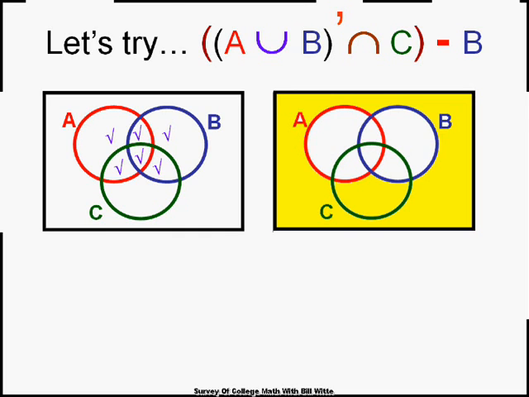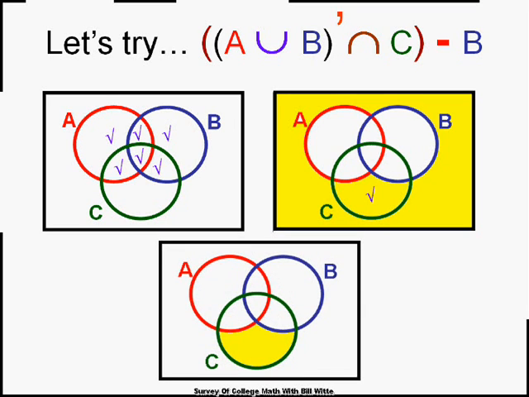Okay? Now, I'm going to intersect that portion with C. In other words, what portion is yellow and is also in C? Right there, isn't it? Okay? So I'm guessing that's my answer so far.